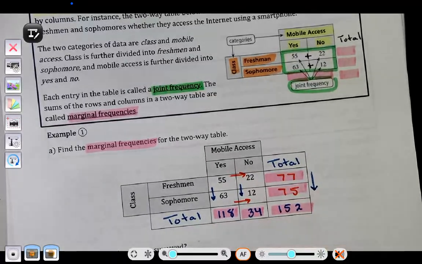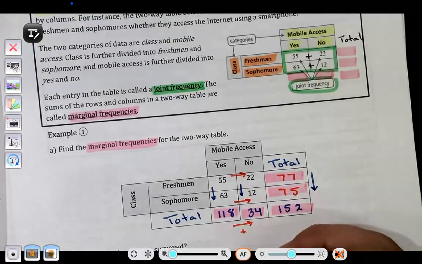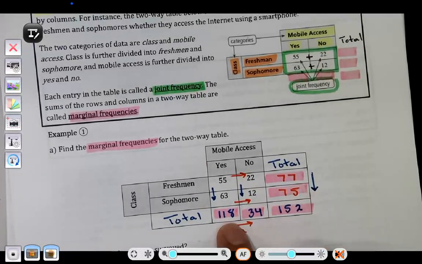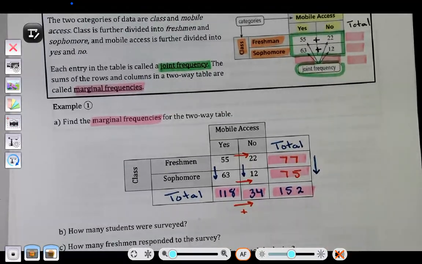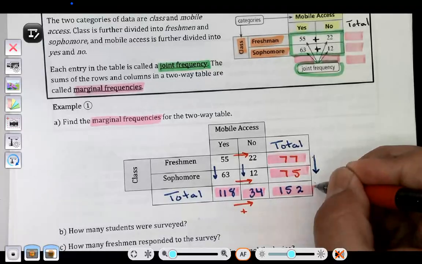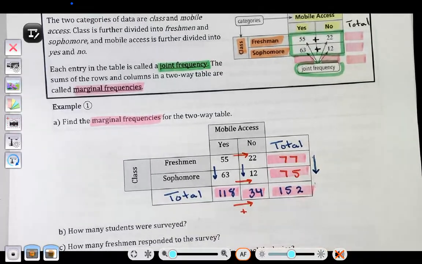Now, here's how you check and make sure you did it right. We'll add these numbers once again. What's 118 plus 34? There you go. You know you did this right if these numbers add up, and you get the same number for all of them.